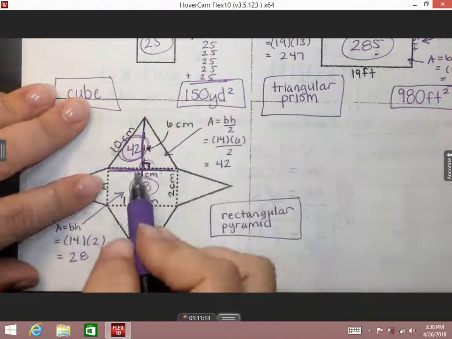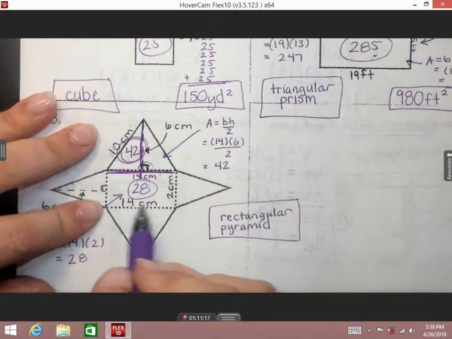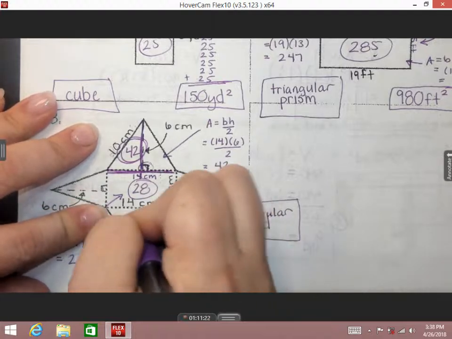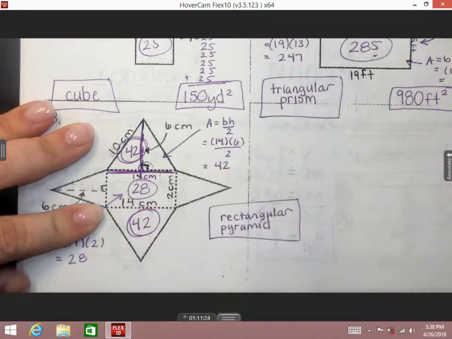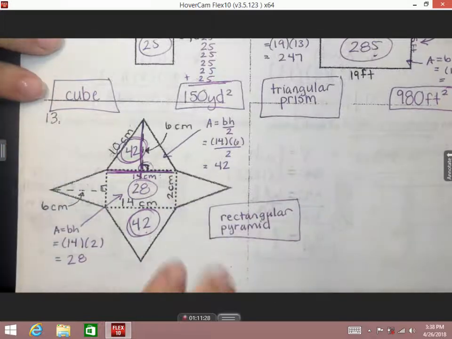All right. This one had a base of 14. This one also had a base of 14. For those to meet at the top, they are going to have the same height, which means I know they are the same triangle. So that one's also 42. So I have my 2 triangles here. So now I just got to worry about the smaller triangle.